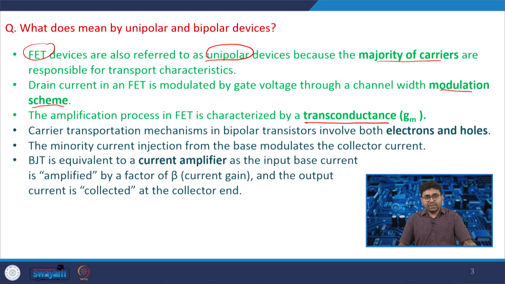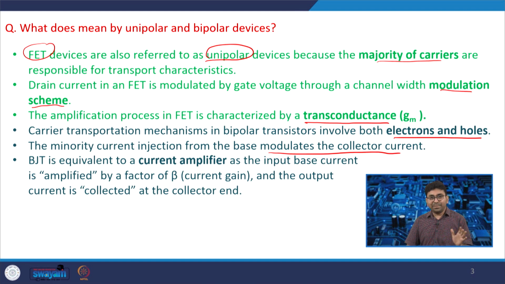So, this is how the unipolar device works. If we look at bipolar devices, that is why the BJT is called a bipolar junction transistor: the carrier transportation mechanism in a bipolar transistor involves both electrons and holes, and the minority current injection from the base modulates the collector current. So, it is mostly named a current controlled device, whereas the FET is a voltage controlled device.